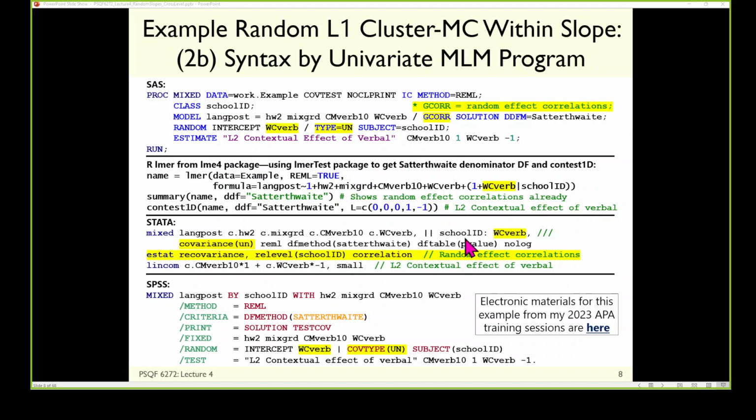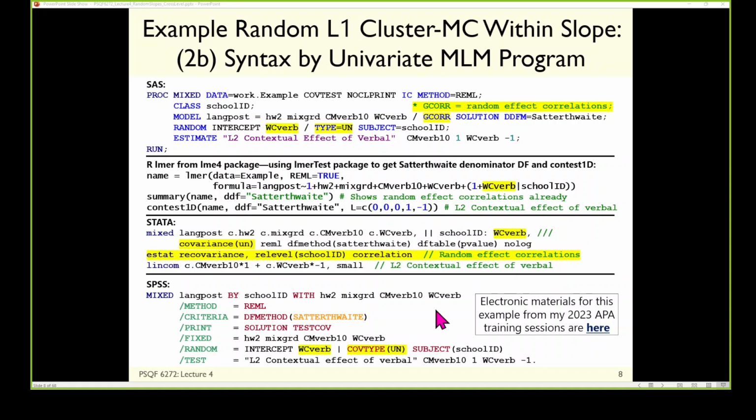In Stata, it goes after the nesting variable in the random part here. And we do have to add covariance UN for unstructured because the default is to not allow covariances among your random effects. And I've also added a line here that allows us to see the correlations themselves. G-core and SAS does the same thing. And last but not least, SPSS, if you're interested in that, you add it to their random line and type covtype UN. So as you can see, it's the same, just with little subtle differences.